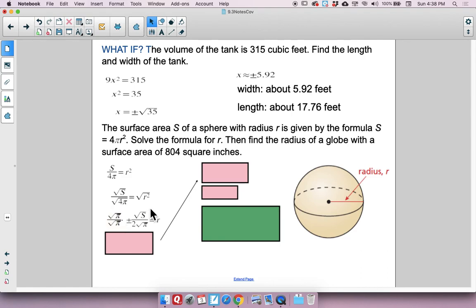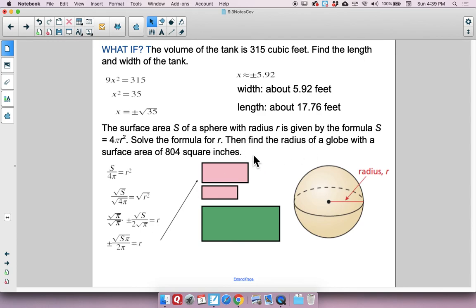Not crazy about having that root pi down below, right? So we want to multiply by root pi over root pi. Get rid of the radical in the denominator. And what would we have? We'd have square root of s times pi over 2, and then root pi times root pi makes a pi. Lots of pi. Okay, and that's equal to r.